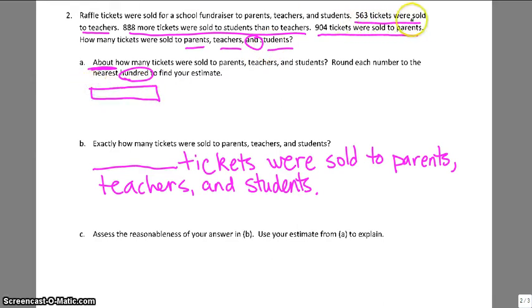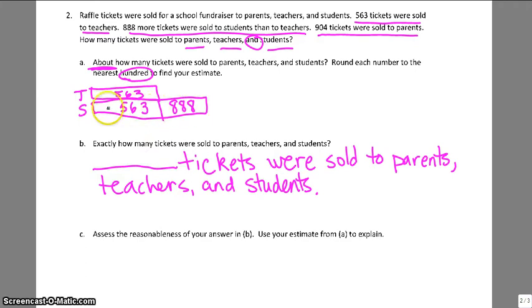It says there are 563 tickets that were sold to teachers. So I label it teachers and I write 563. There were 888 more tickets sold to students than to teachers. So I know the students is more than the teachers, but I don't know how much yet. I just know that it was 888 more. So I make my tape diagram longer. I know that they sold at least the same amount as teachers plus more, so I made sure to keep my tape diagram even.